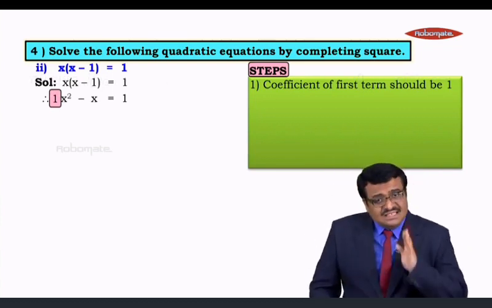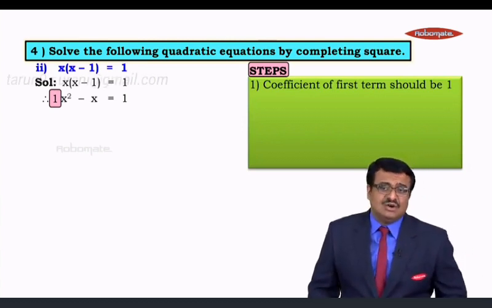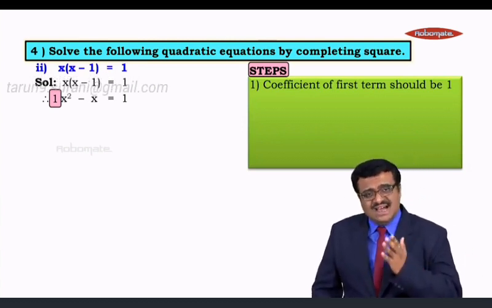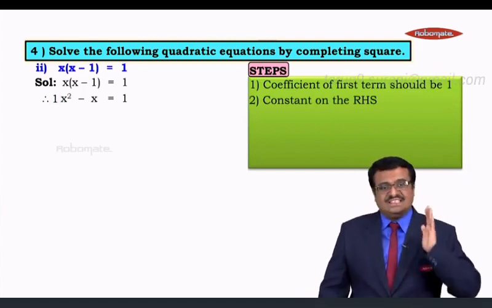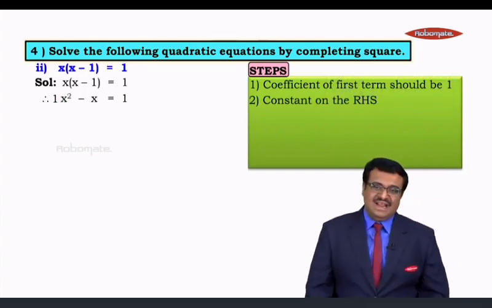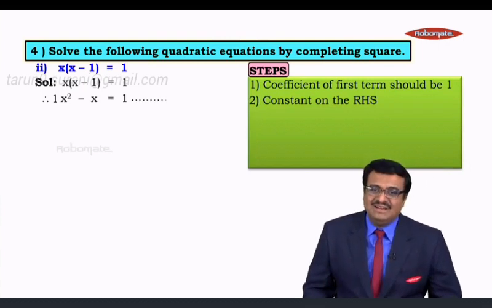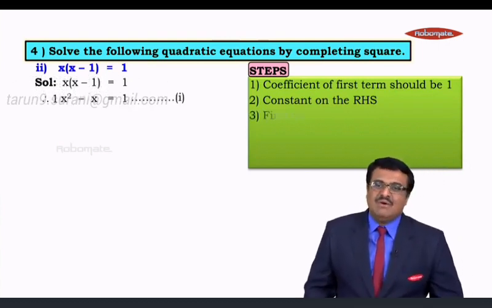Second step, send the constant term to the RHS. The constant term is 1 here and it is in the RHS. So second step, constant term is on the RHS. So second step is also done for us, right? So we have to start from the third step, right? So we'll call this equation number 1.